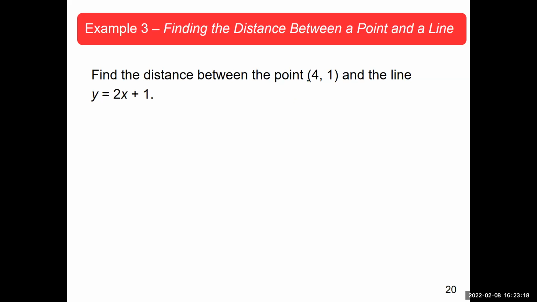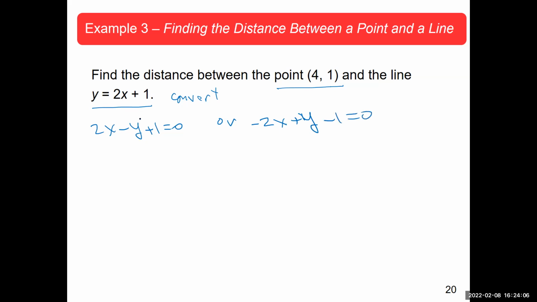Example: find the distance from this point to this line. First, we have to convert. You can do it two ways. Either you take the 2x plus 1 to the other side or take the y to this side. It doesn't matter. So you can say 2x minus y plus 1 equals 0, or you can say negative 2x plus y minus 1 equals 0. Either move to this side or that side. These are the same equation because they are equal to 0.